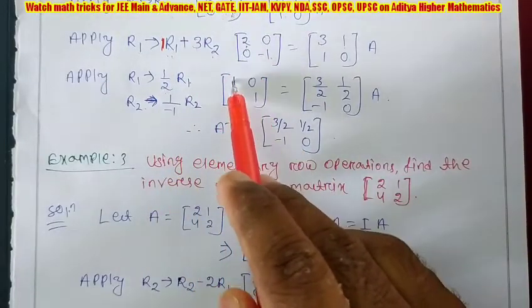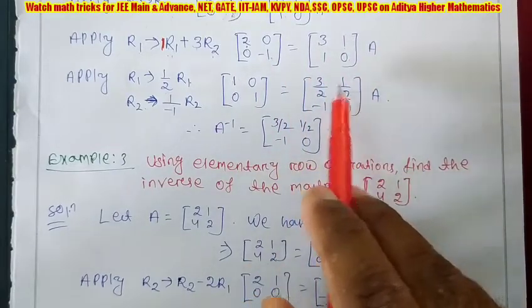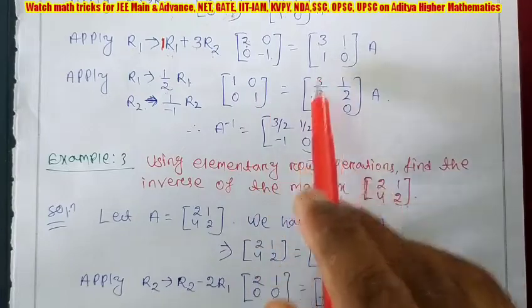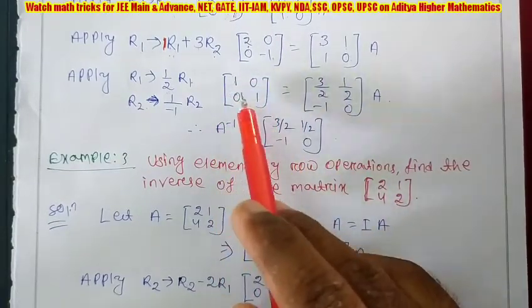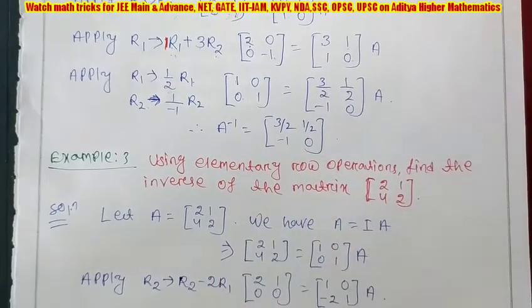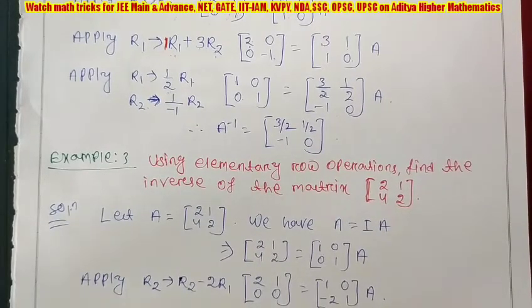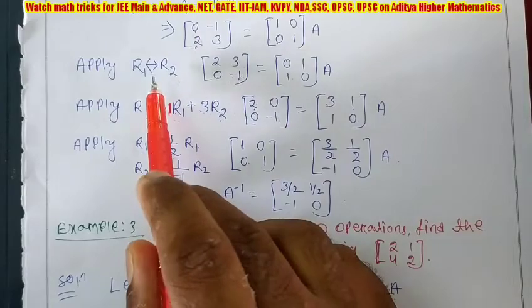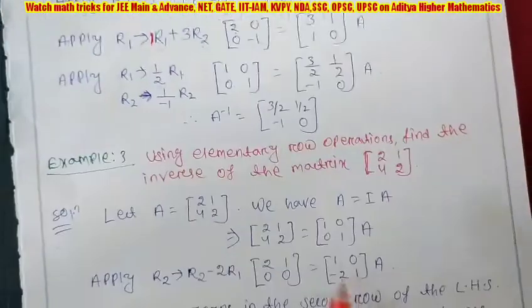Now multiply R1 by 1 by 2. So 2 by 2 is 1, 3 by 2, 1 by 2. Now R2 by minus 1. So 0, 0, minus 1 is 1, minus 1. Now observe that it is the identity matrix. So what we got on the right side is nothing else, this is A inverse only. So if something is 0, you can interchange. If you need the R2 element 0, but at that time R1 is 0, then we can interchange, which is what we have done. But in that previous question, it was not like this. We have done some other process.